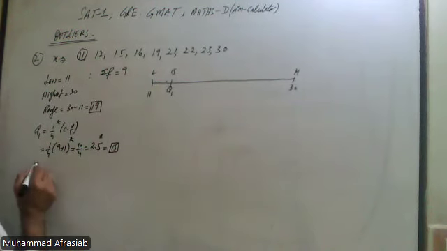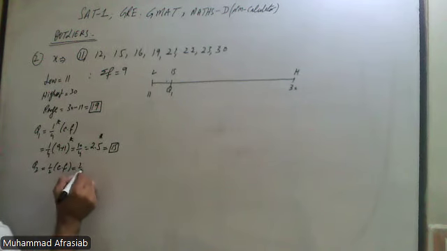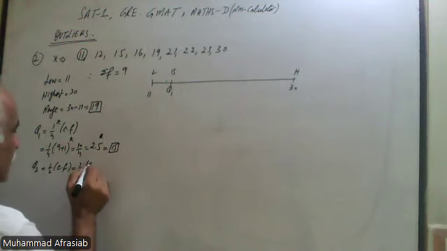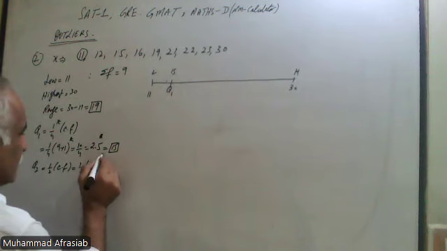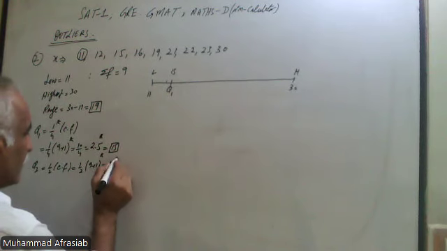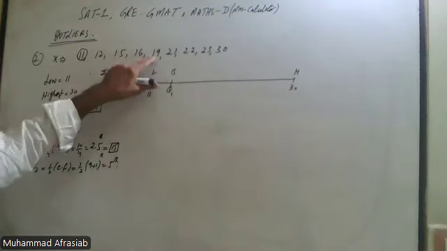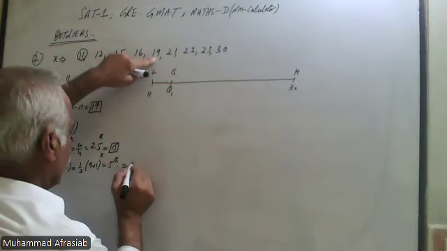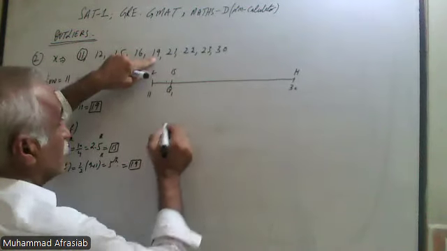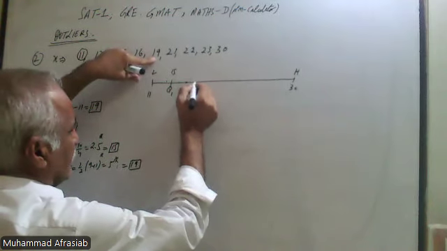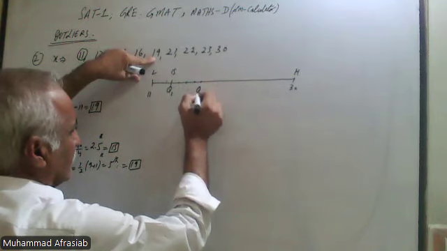Then we can find out the median, half of CF, that is half of 9 plus 1, that is 10th. So at the fifth position, the number lying is the median. So 1, 2, 3, 4, 5. So that number is equal to 19. So the median lies at 19.